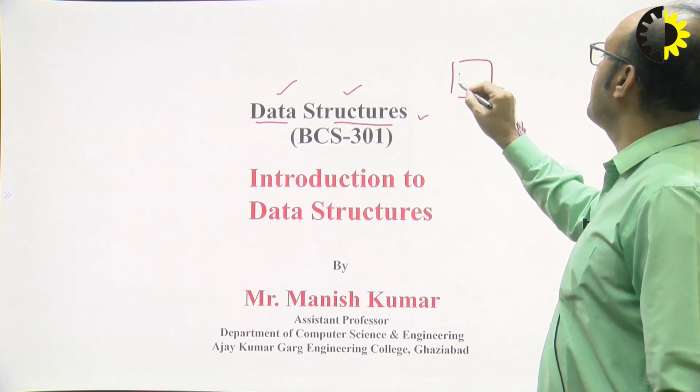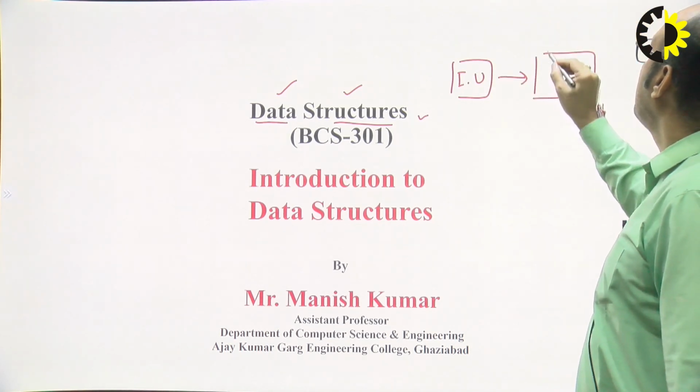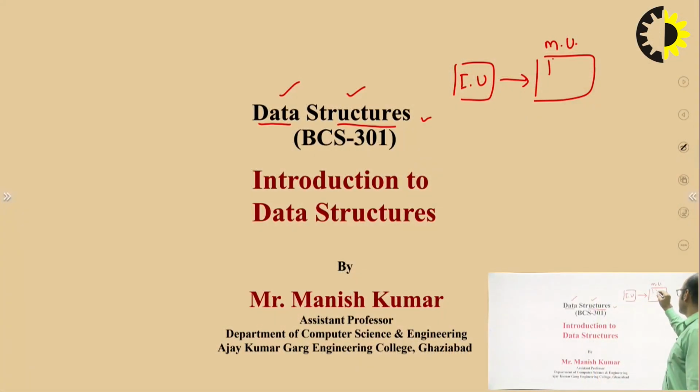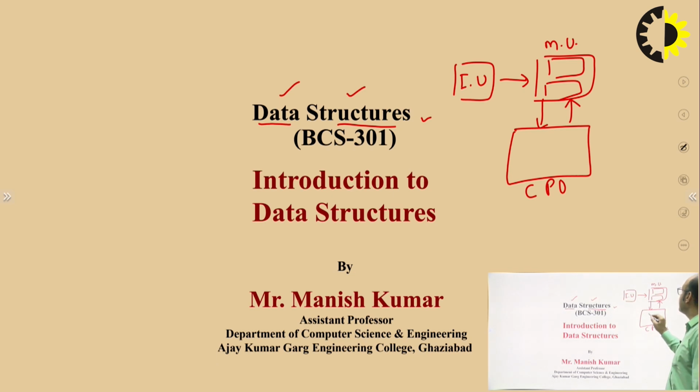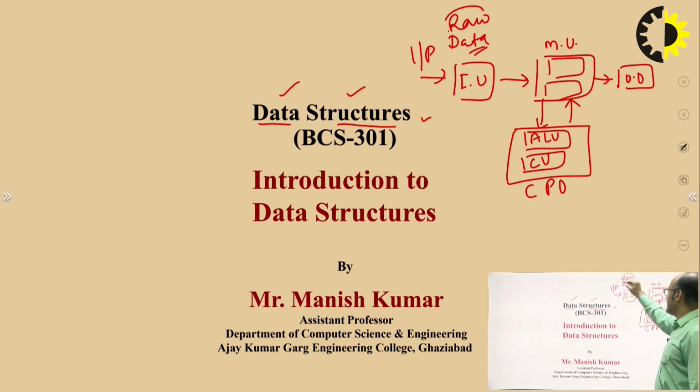This structure you remember: here is the input unit, it goes to the memory unit, which we further divide into two types. Then data goes in and out of the CPU, which is further divided into two parts that I have told you, that is ALU and control unit, and then the output unit. So, what happened? We just give an input here. Input means we input the data, and that data is raw data.